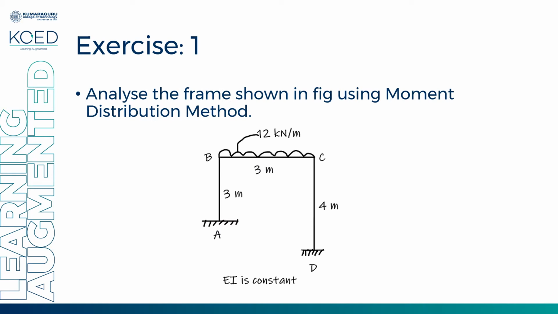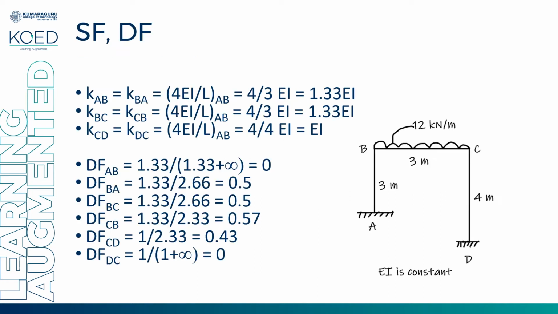We will consider this frame ABCD with the column AB having a height of 3 meters and the beam BC having a span of 3 meters with a uniformly distributed load of 12 kN per meter, and the column CD having a height of 4 meters. For all the members, we will consider EI as a constant value.